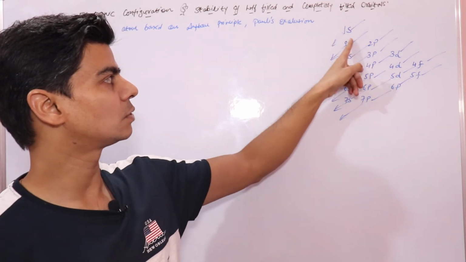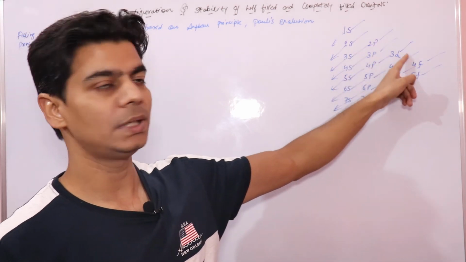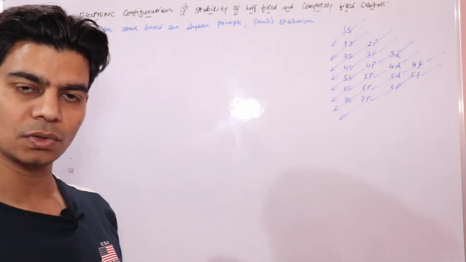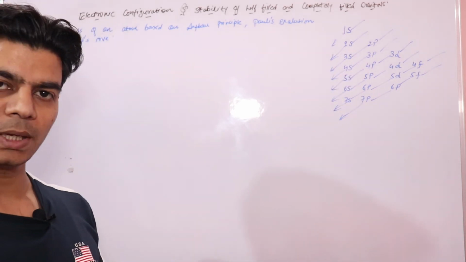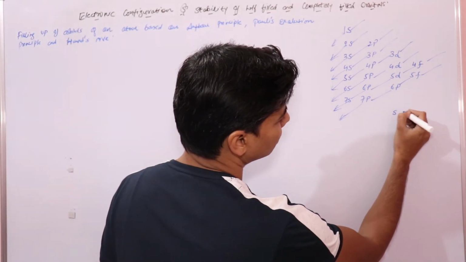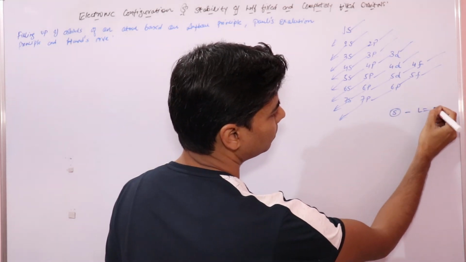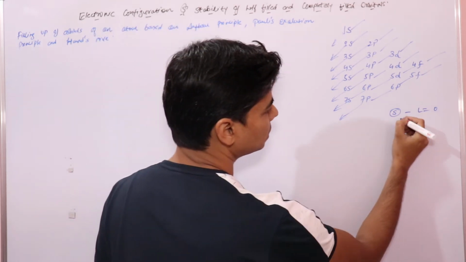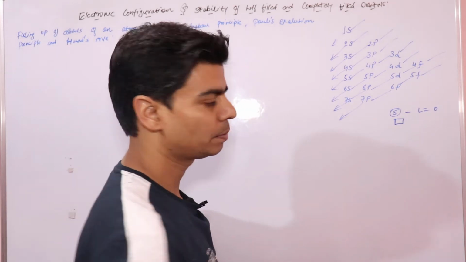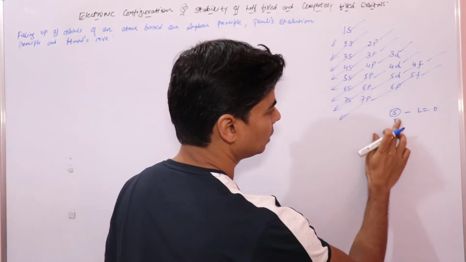We'll first fill up electrons in 1s, then 2s, then 2p, then 3s, 3p, 3d. In this order electrons would be filled. And what is the maximum number of electrons that these orbitals can occupy? That depends on the azimuthal quantum number. For the s orbital, the azimuthal quantum number is 0. That means there is only one orientation, one orbital, and one orbital can occupy a maximum of 2 electrons.